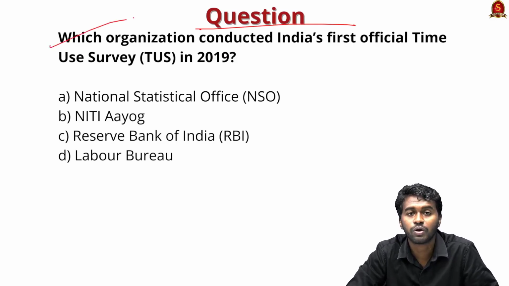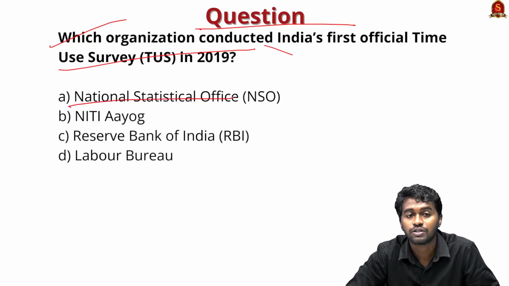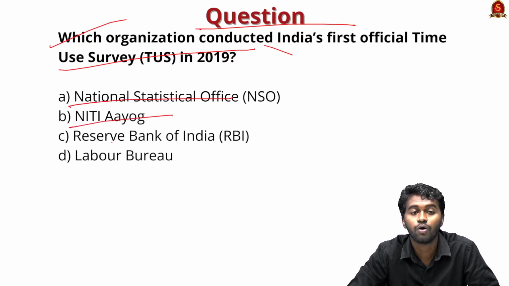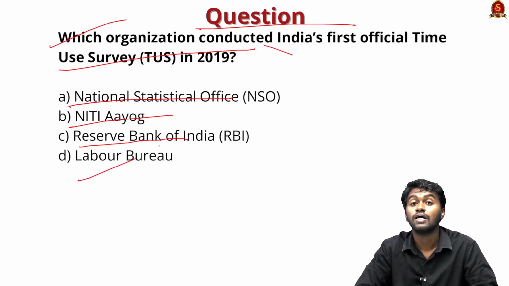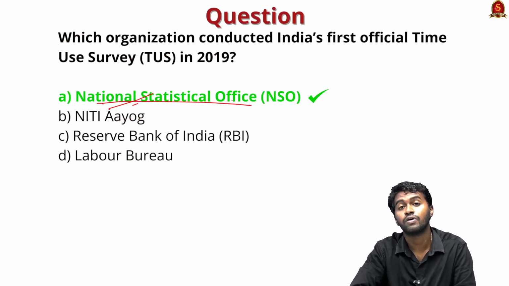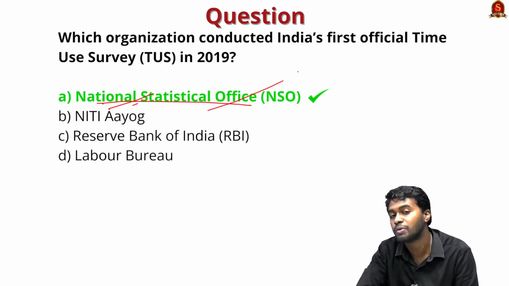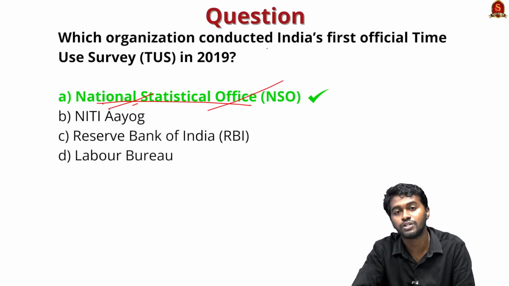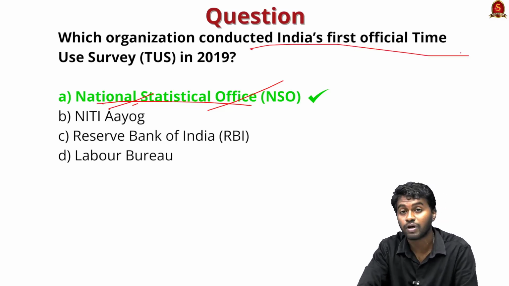The question is, which organization conducted India's first official time use survey in 2019? Option A, National Statistical Office. Option B, Niti Aayog. Option C, Reserve Bank of India. And option D, Labour Bureau. It's a factual question, and the correct answer is National Statistical Office. It comes under the Ministry of Statistics and Programme Implementation. It is very important from the prelims point of view.